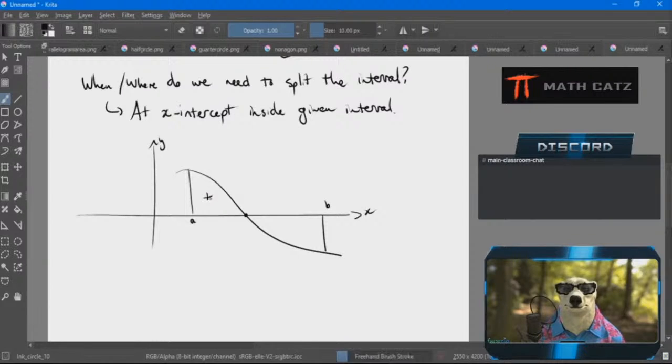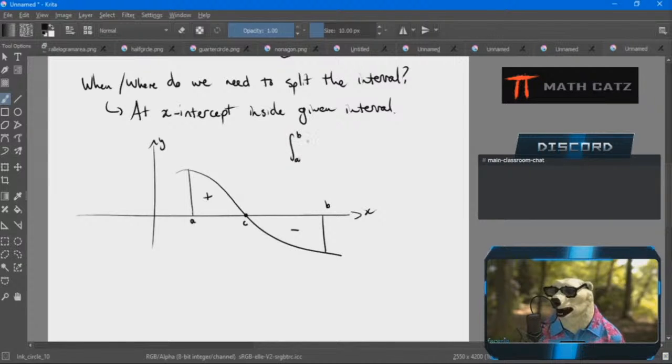And some area might be positive, some area might be negative, and if I do not split it up here at this x-intercept C, my full one-time definite integral is not going to accurately give me the total area between the graph and the x-axis. It's going to cancel some stuff because built into it is this positioning of the area.